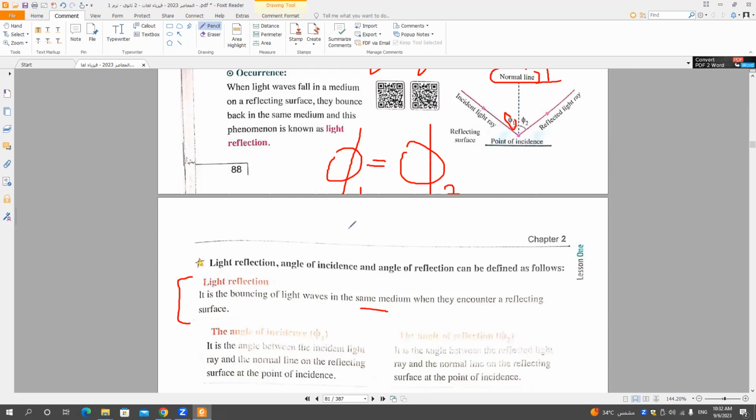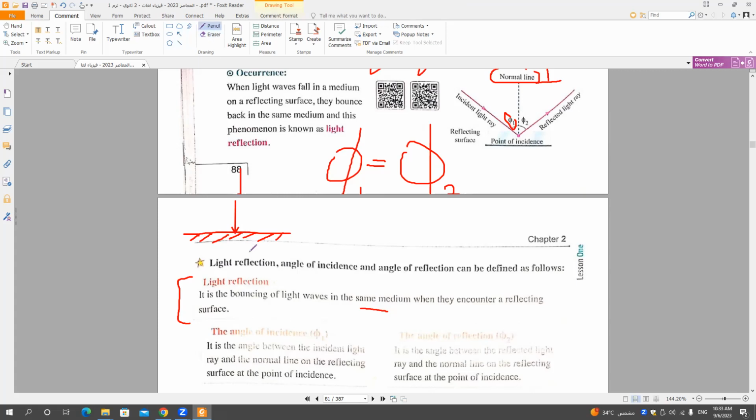What will happen when the light ray falls perpendicular to the reflecting surface? If I have a plane mirror like this, and the light ray falls perpendicular to the reflecting surface like this, the incident light ray, what will happen? It will reflect itself.